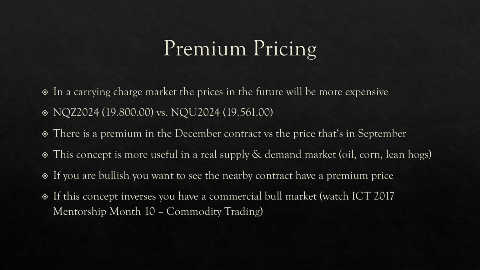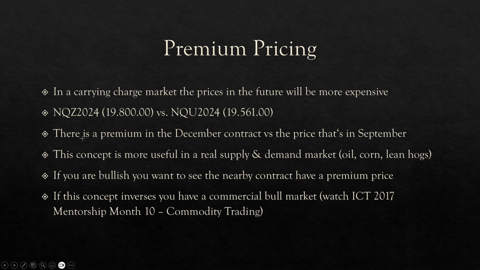ICT also goes over the premium pricing concept. In a carrying charge market, the prices in the future will usually be more expensive. He gives the example between the December contract and September contract of NQ. The December contract is listed at 19,800, and the NQ September contract is listed at 19,561. So you can see the December contract has a premium price built in.